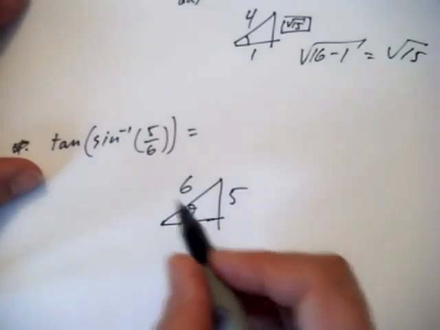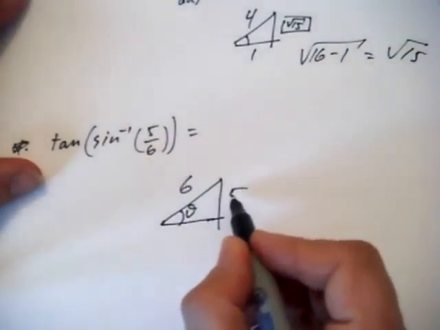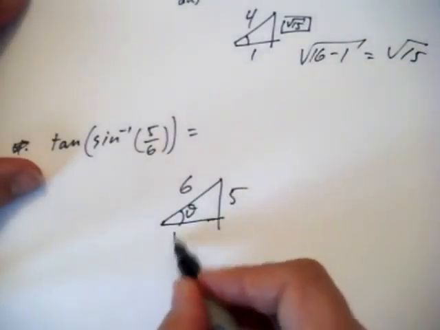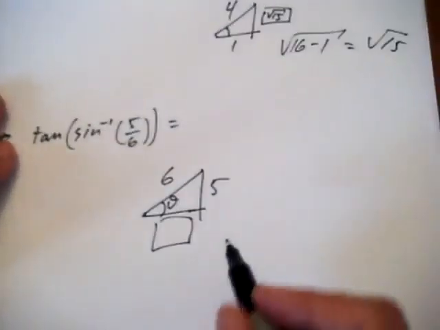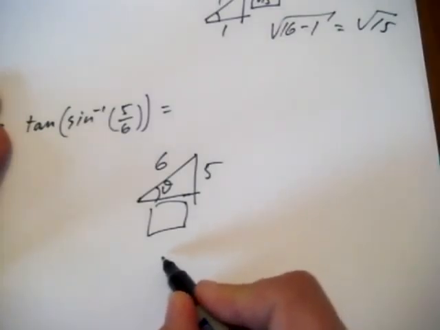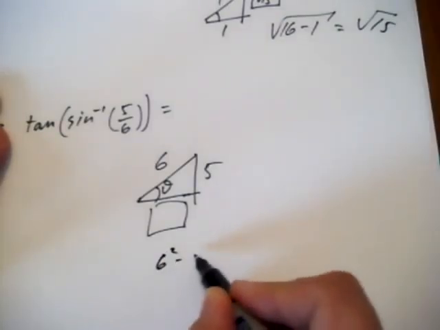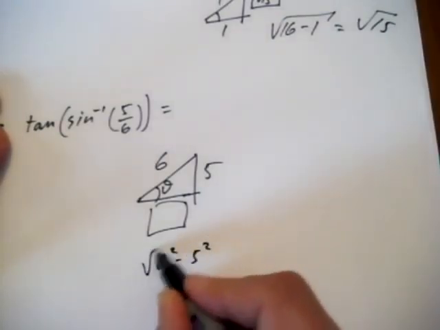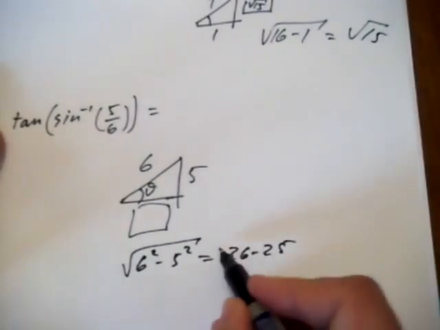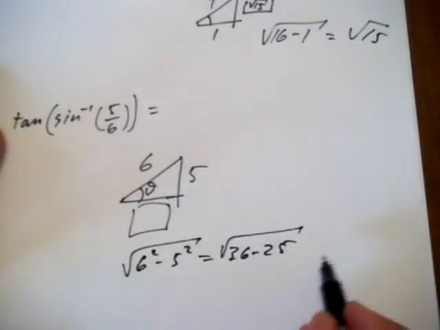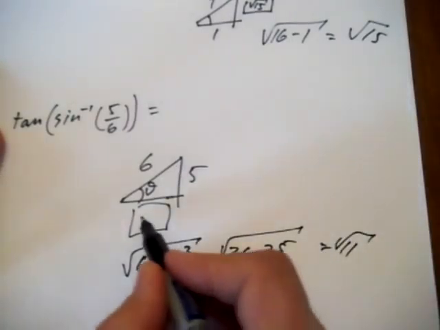Once you have the triangle, the tangent involves opposite divided by adjacent. So we do need the measurement of the adjacent side. And what would this be? This would be the square root of hypotenuse squared, 6 squared, minus 5 squared, so that's 36 minus 25, which is square root of 11.